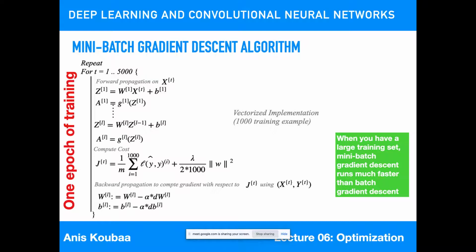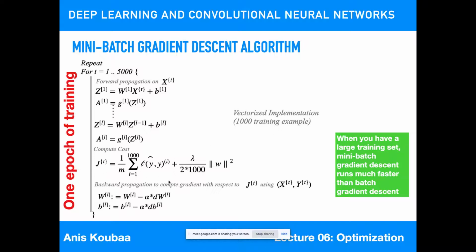Now this is the algorithm for mini batch gradient descent. When you have a large data set, mini batch gradient descent runs much faster than batch gradient descent, as already explained. It's basically the same forward propagation and backward propagation algorithm. The only thing is that here we apply it on the mini batch XT. Instead of having the whole batch, or only one image, we have just a mini batch. We iterate over all mini batches, and for every mini batch we calculate the cost.